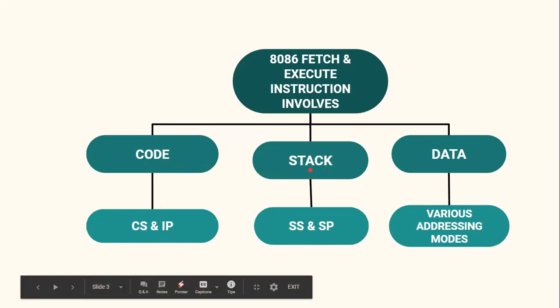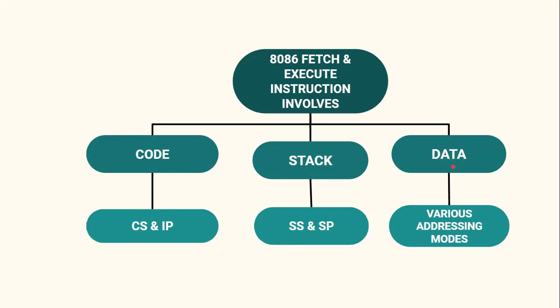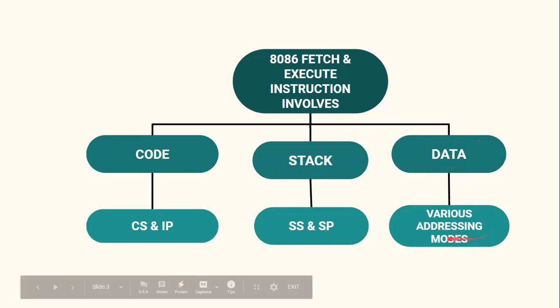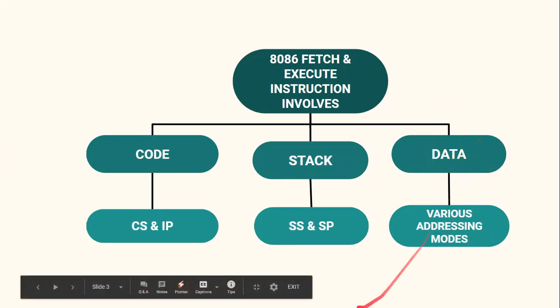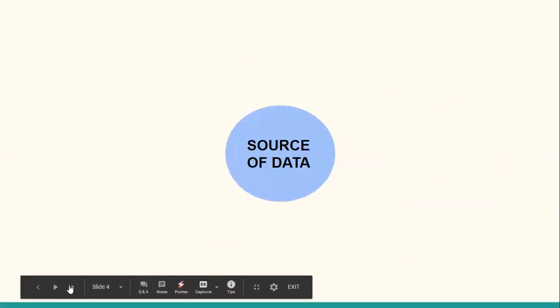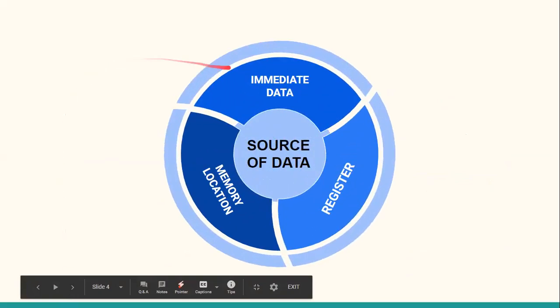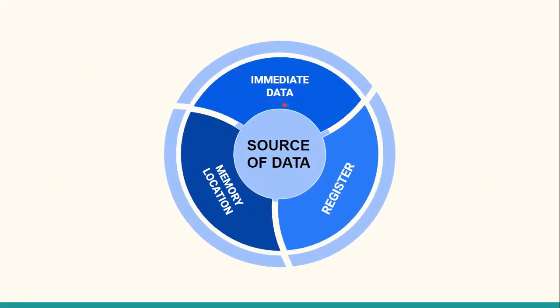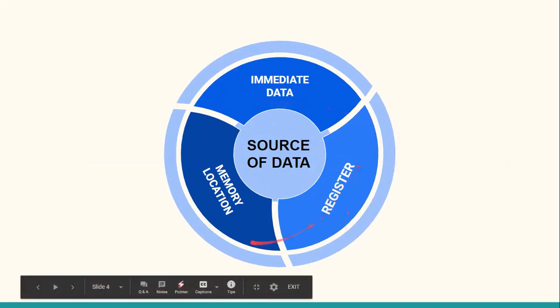Besides the code and stack, the other thing required for execution of the instruction is the data. Data is the main thing on which, according to the given instruction, the 8086 will operate. So how can we get the data? There are various addressing modes which specify how the data can be accessed for execution. So what are the various sources of data? We can get this data as immediate data, or through a register, or through a memory location. Let's see how.